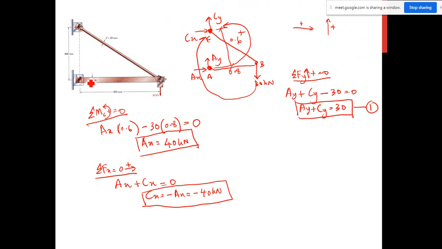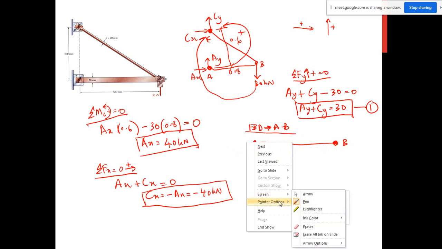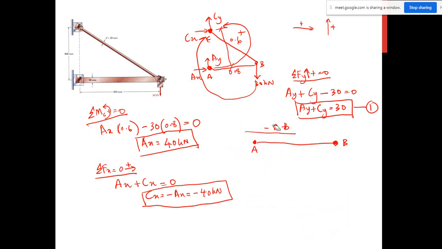Okay, so now let's analyze this AB, the structure AB. Let me draw the free body diagram of AB. Okay, for the structure AB, that will be point A, and that will be point B. So let's say this is point B, this is point A. Let me delete this one first and draw again. Okay, so that is the free body diagram for AB.